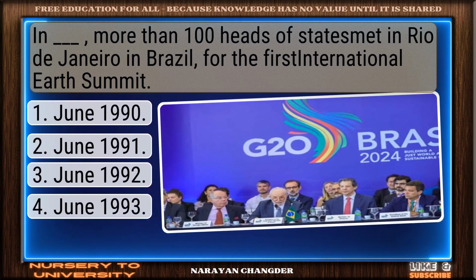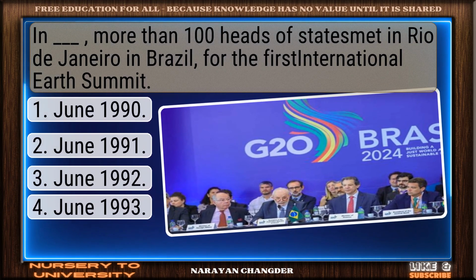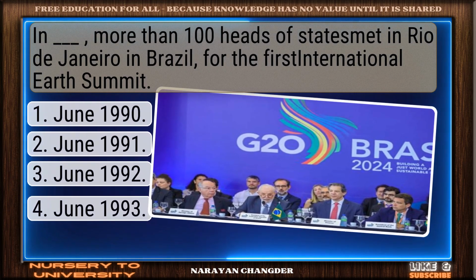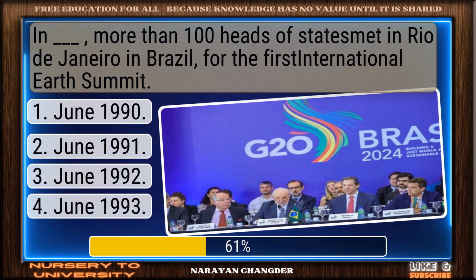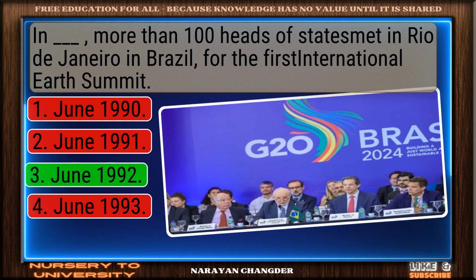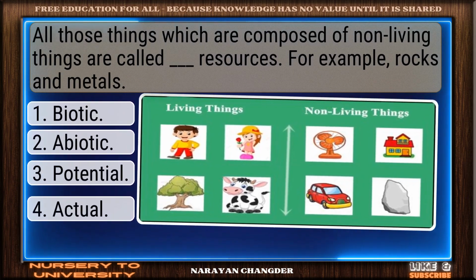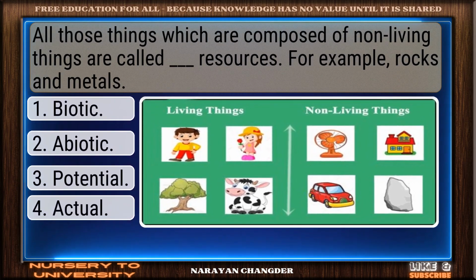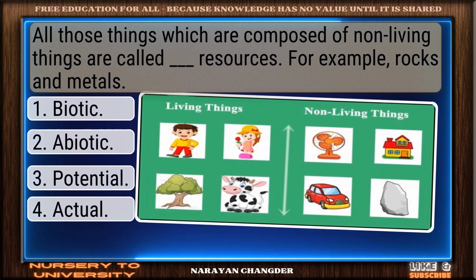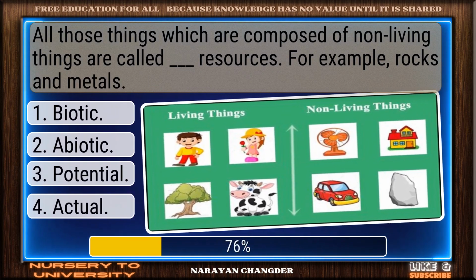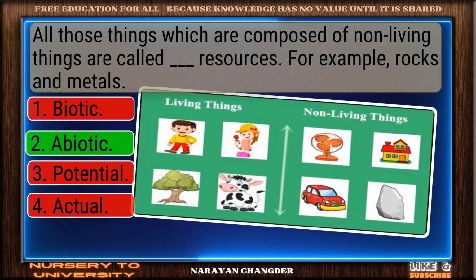In dash, more than 100 heads of states met in Rio de Janeiro in Brazil for the first International Earth Summit. You got it. June 1992 fits. All those things which are composed of non-living things are called dash resources. For example, rocks and metals. Nice work. Abiotic fits perfectly.